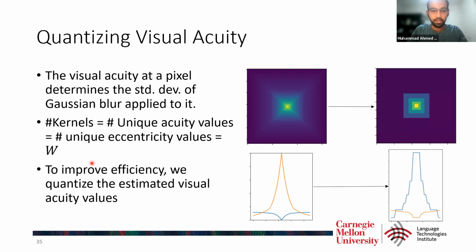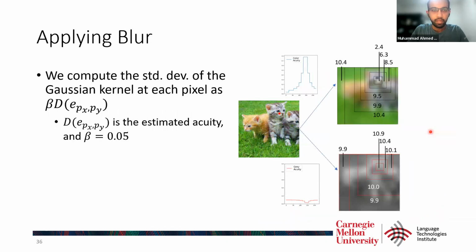So to improve efficiency, we quantize this curve as this. It appears that I inverted the colors accidentally, but you see what's going on. We quantize it into fixed bins so that instead of having 100 different kernels, we can use maybe 4, 5, or 6 kernels to blur the image. And so now we use this quantized estimate of visual acuity or visual fidelity to blur images.